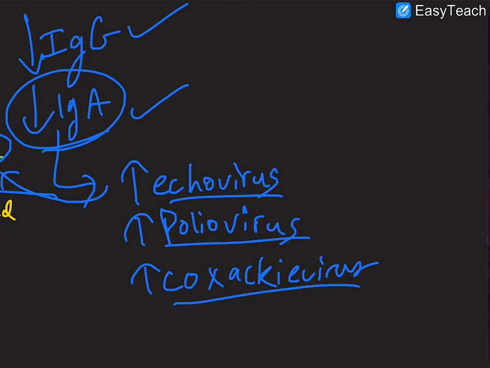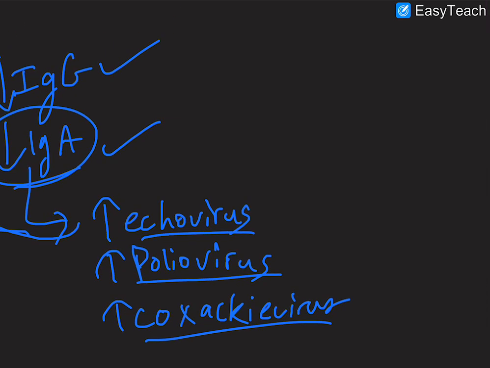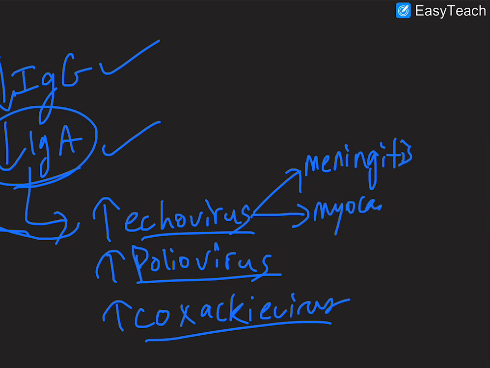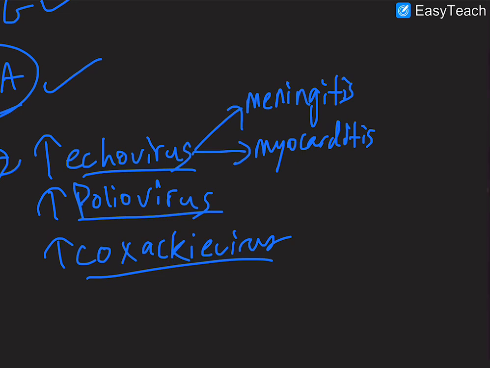Because remember, we talked about this in the X-linked agammaglobulinemia video. Echovirus is not only an enterovirus, but it can also cause meningitis, aseptic meningitis, and even myocarditis too. Remember, Coxsackie virus is an enterovirus, but it can also cause myocarditis, and it can infect the pericardium of the heart too, the covering of the heart, which is called pericarditis.